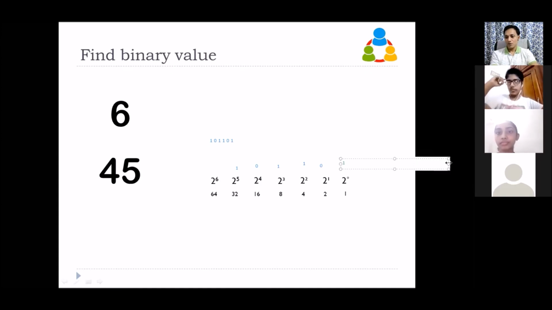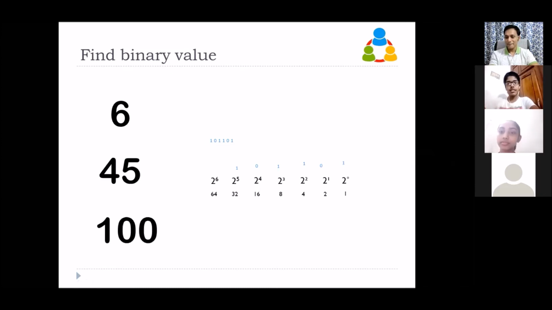This is how all of you did it. Do all of you get this? This is how we do it by trial and error. This method, what you did, is called trial and error, right? Right? How do you do 100? Yes, sir. 1100100.